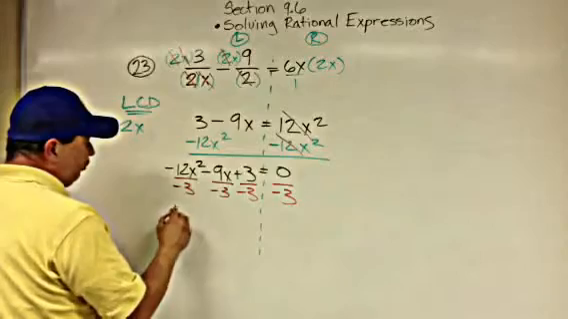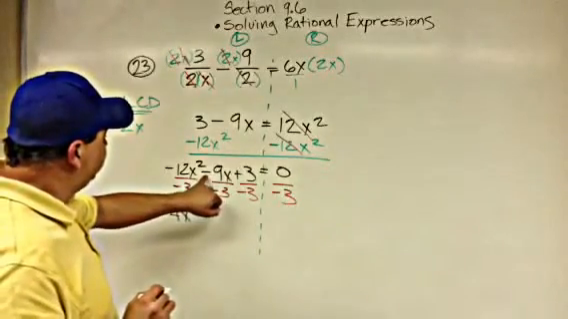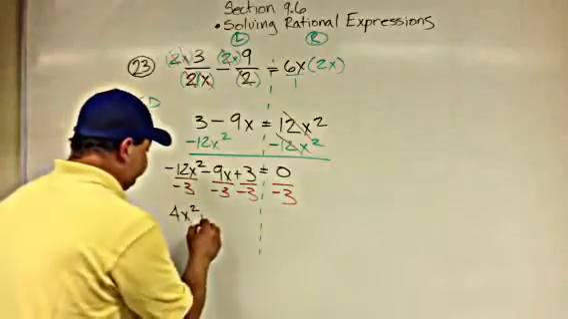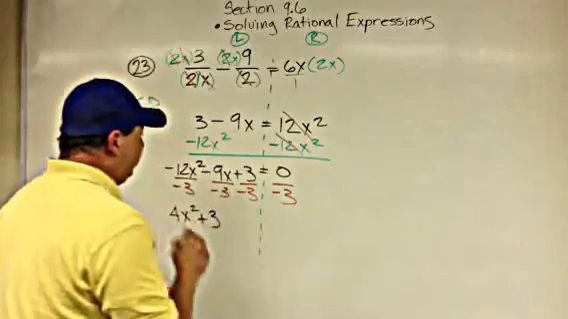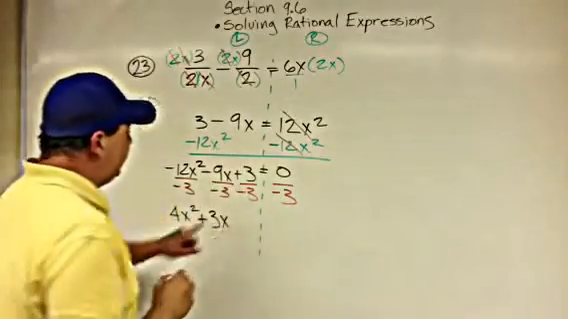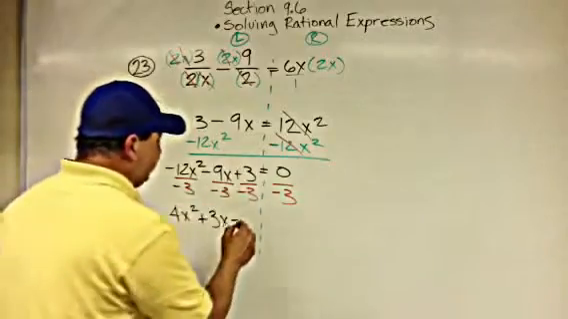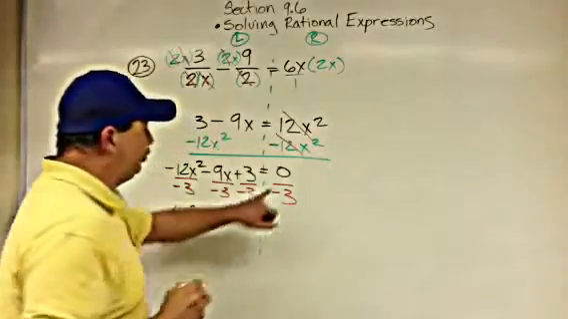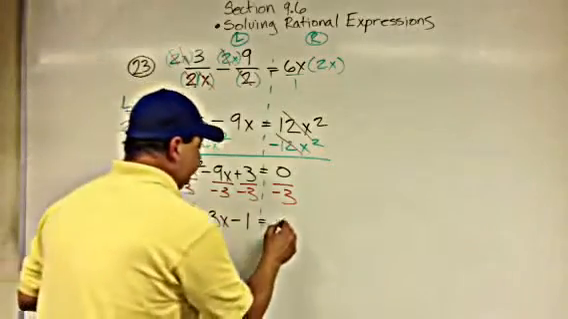So I end up with the 4x squared here. Negative divided by negative is positive. 9 divided by 3 is 3. Don't forget the x. And then there's one negative, so the answer will be negative. 3 divided by 3 is 1. And over here, don't get confused. 0 divided by a number is only going to be 0.